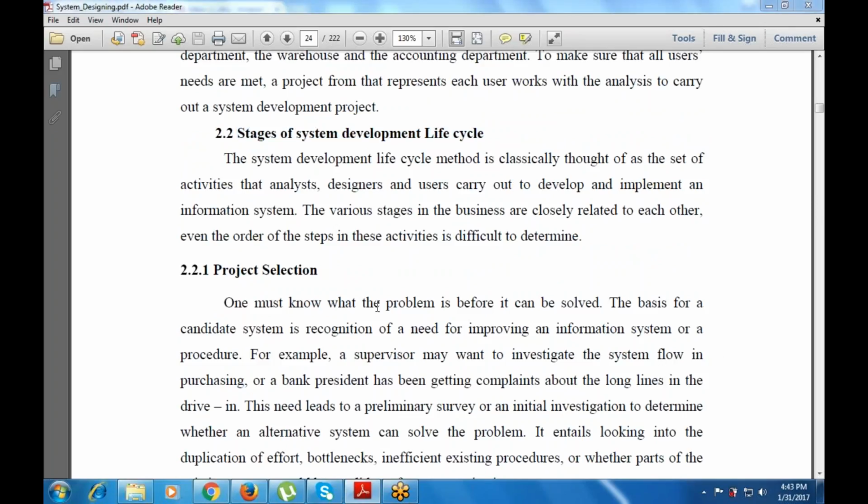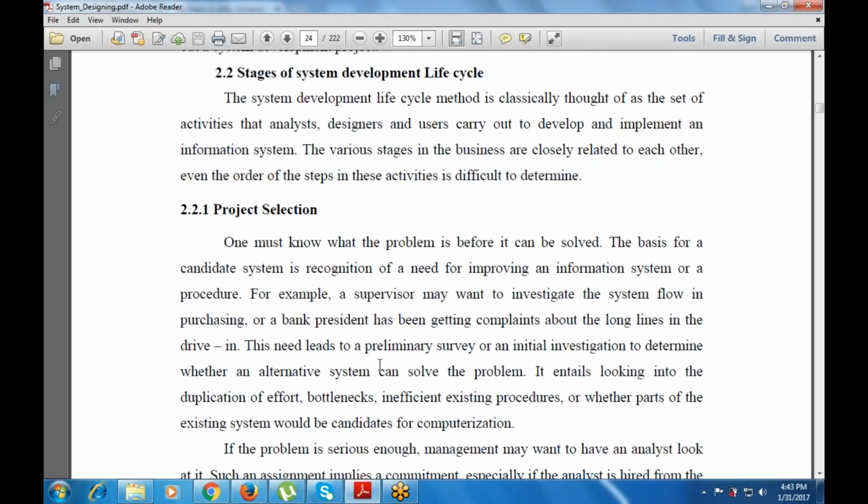So this depends on how much the project is involved and what data is taken up. The basis for the candidate system is the recognition of the need. Whatever the data, whatever the system required, that is used with the candidate system for the new requirements and the new services of the data. Whatever the requirement available, you must know what the problem is before it can be solved.